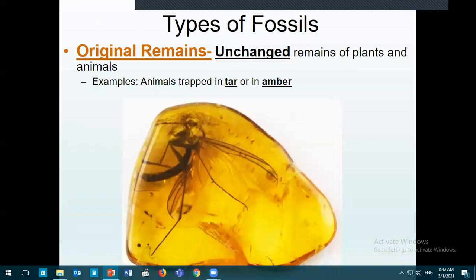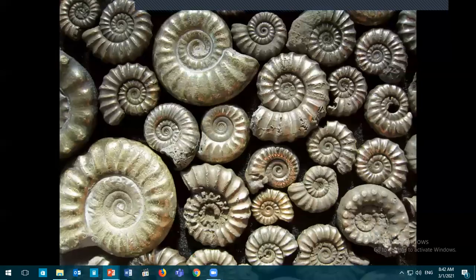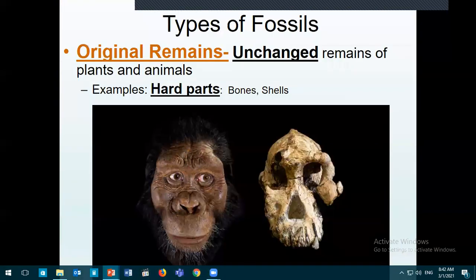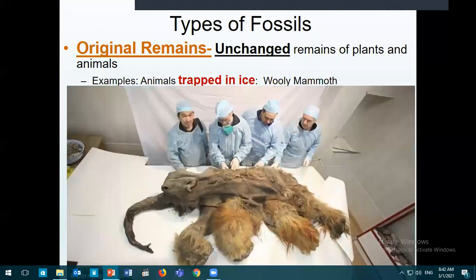Yes. So now we learned two examples of original remains. First, the hard parts, and then the one trapped in ice. Because in ice it's very cold. The bacteria and decomposers do not work in cold conditions. So that's why the animal stays the same, does not decompose or break down. That's why we call this original remains too, or unchanged.